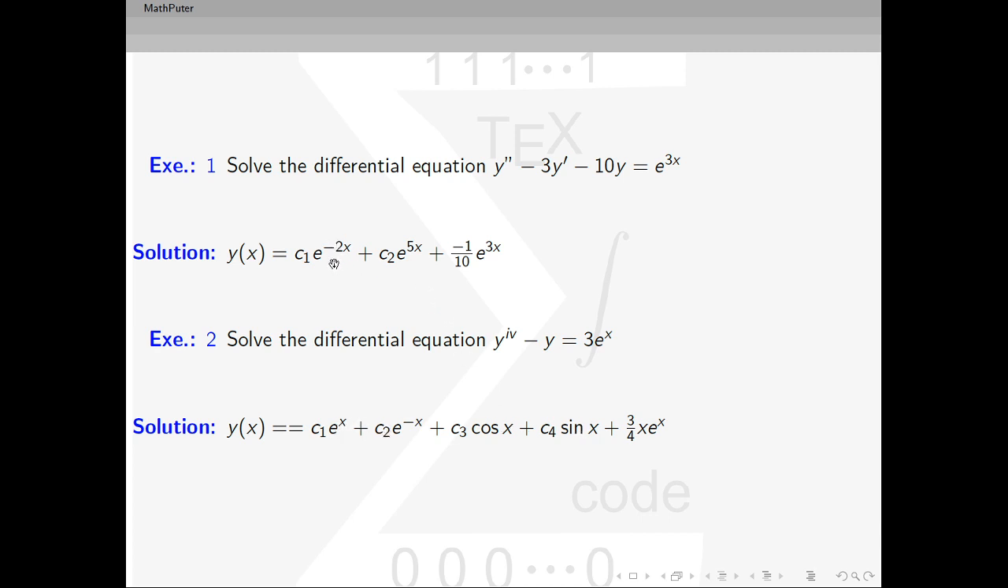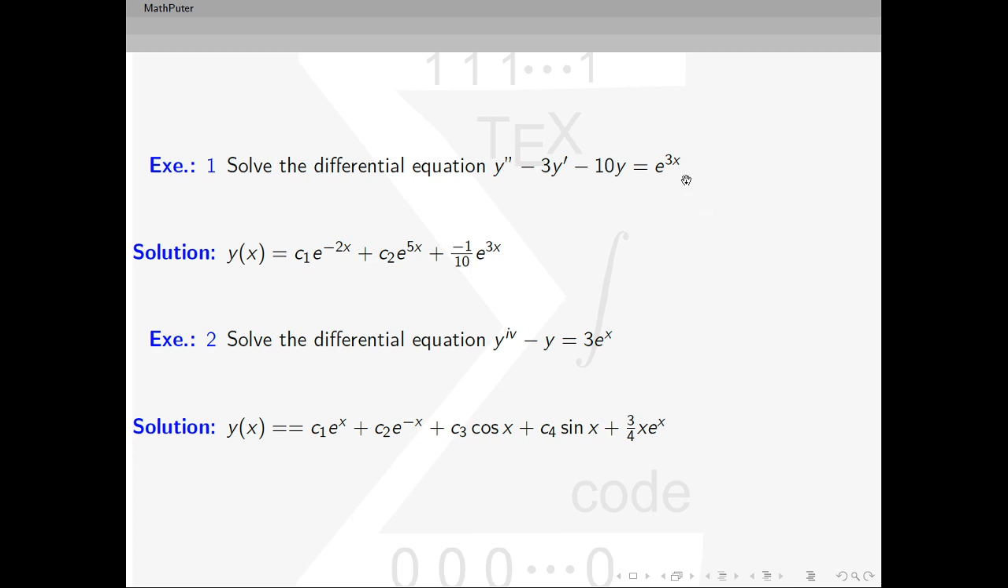So here you can check that e raised to minus 2x, e raised to 5x, e raised to 3x are linearly independent functions, and here e raised to x, e raised to minus x, cos x, sin x, x e raised to x are linearly independent functions. This is a fourth order differential equation, so we have 4 constants. This is a second order differential equation, so we have 2 constants.